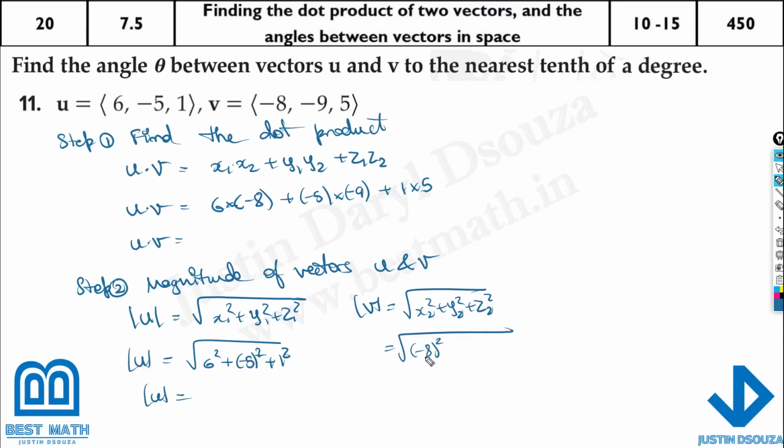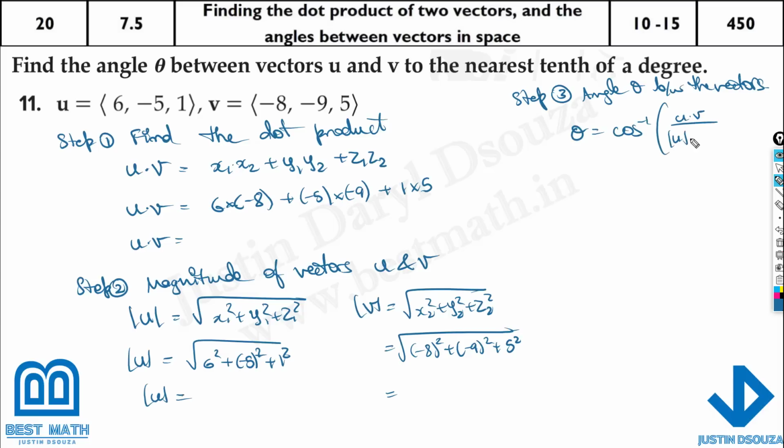minus 8 the whole squared. When you're writing it, make sure you write the minus as well. But in the calculator, that is not required. You can just put the number of values. Then lastly, we have step 3, angle theta between the vectors. You make sure you write between properly. This is short form. Theta is equal to the cos inverse of u dot product v divided by the magnitude of u, the magnitude of v. So now we will use our calculators and find the values of all these things.